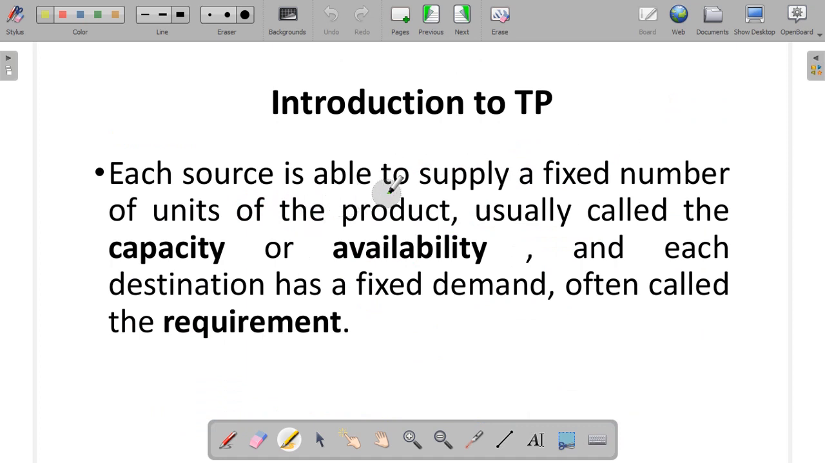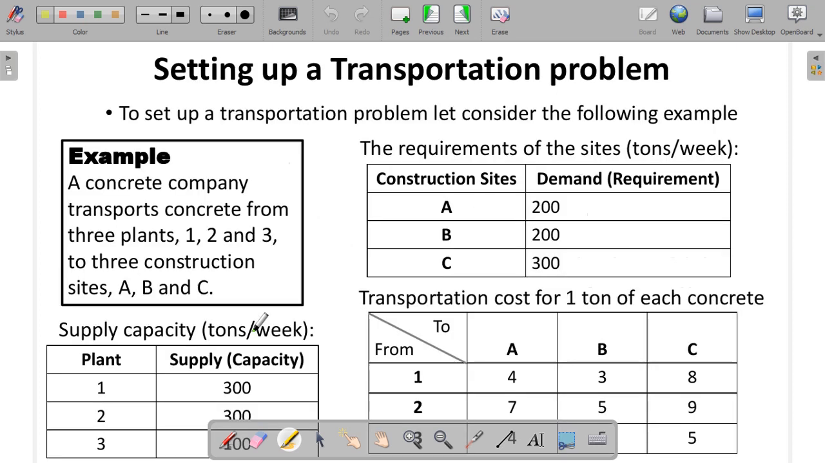So each source is able to supply a fixed number of units of products, usually called the capacity or availability, and each destination has a fixed demand, often called the requirements. Now, we have an example here we are going to use to set up a transportation problem. Consider we have a concrete company which transports concrete from 3 plants in different areas, plant 1, 2, and 3, to 3 construction sites labeled A, B, and C.